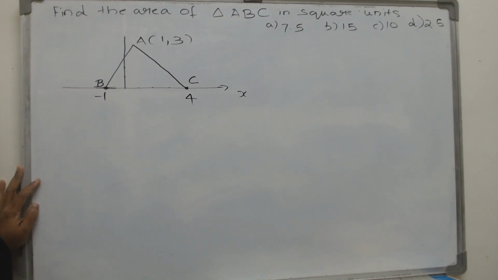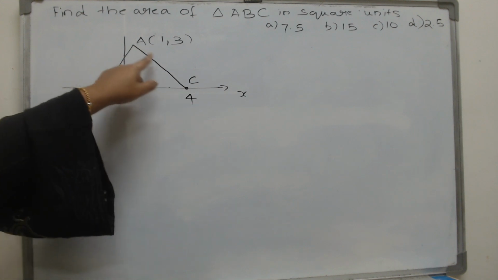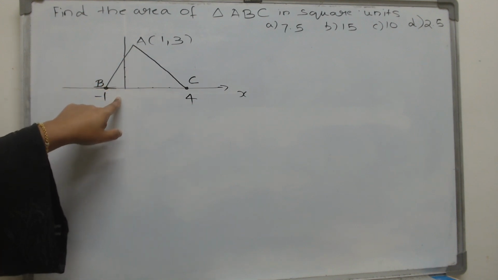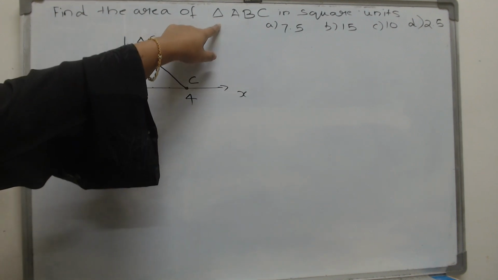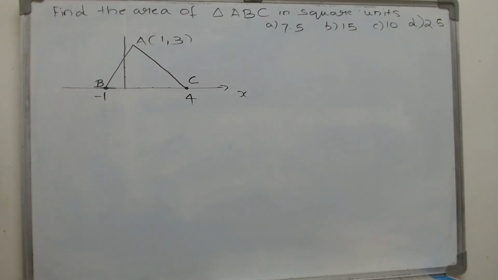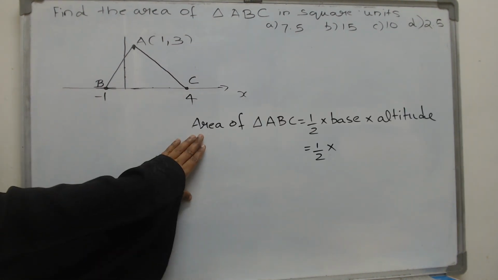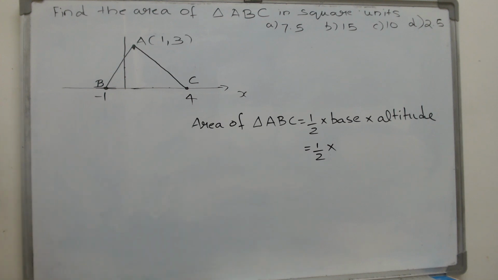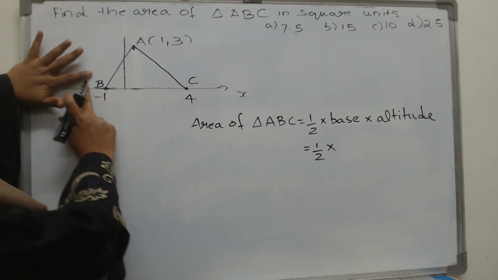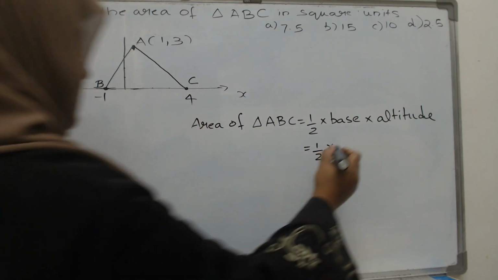Here we have an MCQ based on coordinate geometry. We are given the graphical representation of a triangle ABC and we need to find its area. Now the area of any triangle is half into base into altitude. Now what is the base? Let us take BC as the base.